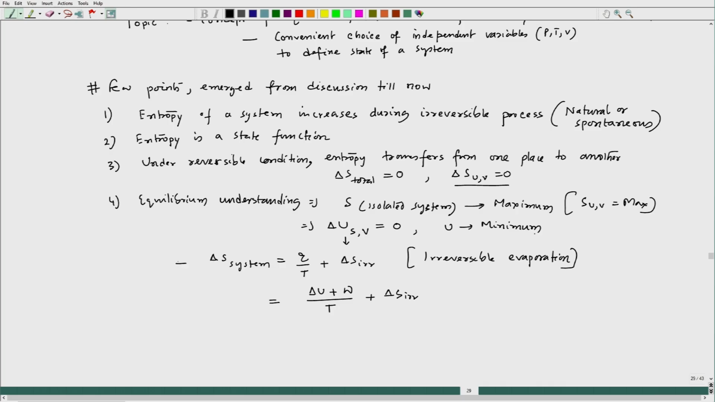This is actually coming from, if you recall, delta S system equals Q by T plus Q reversible minus Q by T. So from there we get this expression. Now I can write it as T delta S system equal to delta U plus W plus T delta S irreversible.